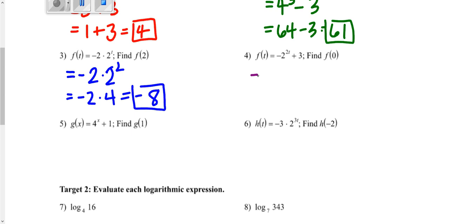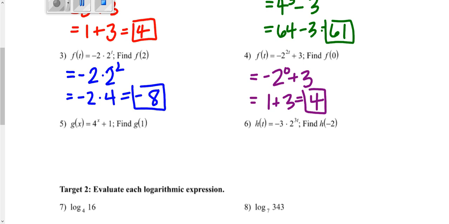On 4, if I plug in a 0 for t, that means that exponent becomes 0. So that's negative 2 to the 0 power plus 3. Negative 2 to the 0 power is 1, plus 3 is 4.